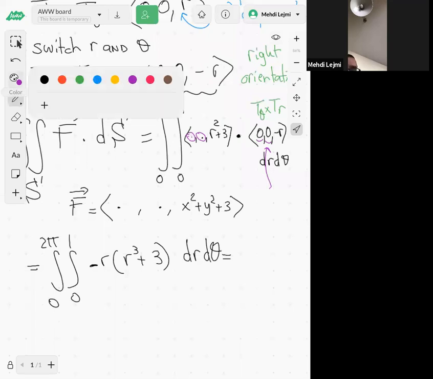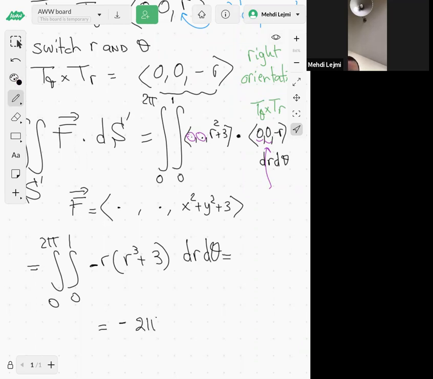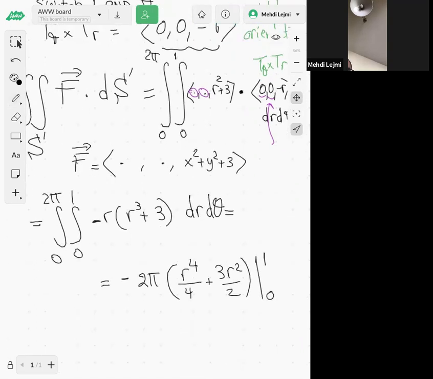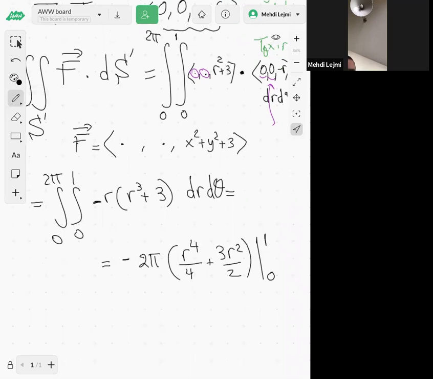So this is equal to minus 2 pi times the integral of r to the power 4, that's r fourth over 4, plus the integral of 3r, that's 3r squared over 2, from 0 to 1. All right, so the answer is going to be minus 7 pi over 2.